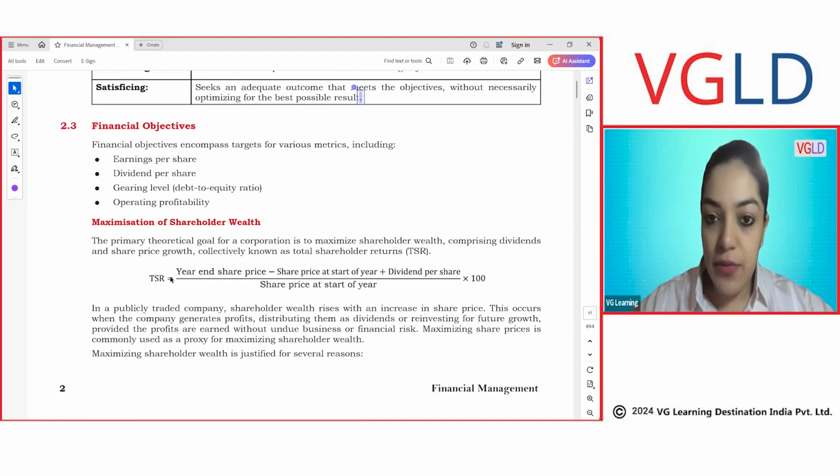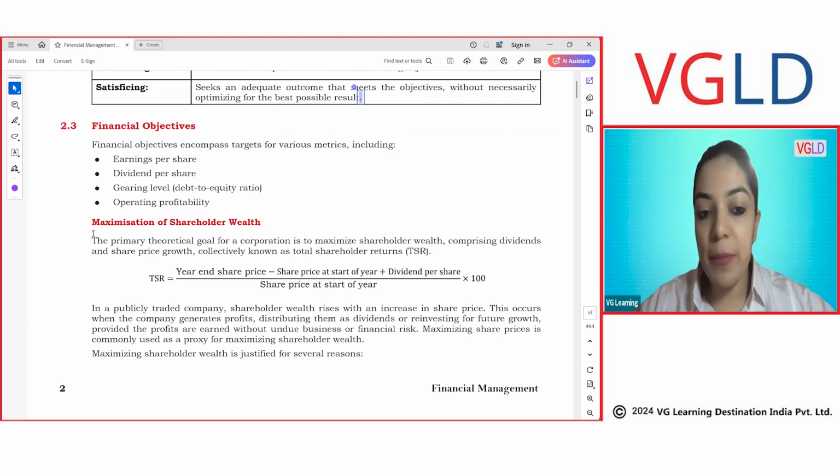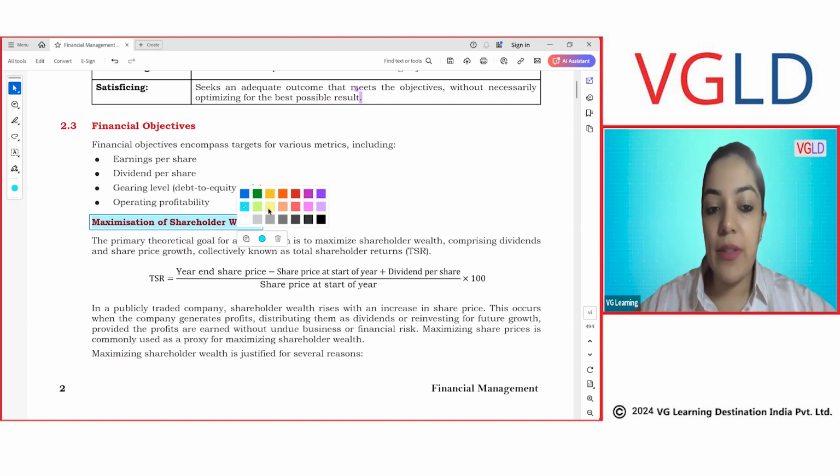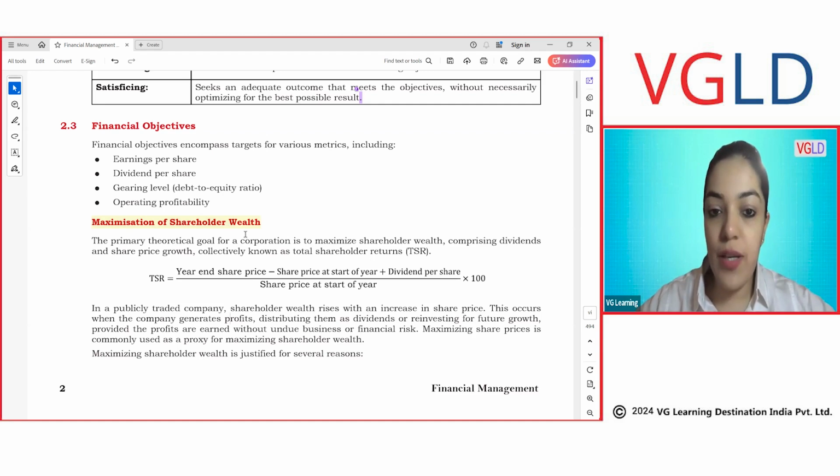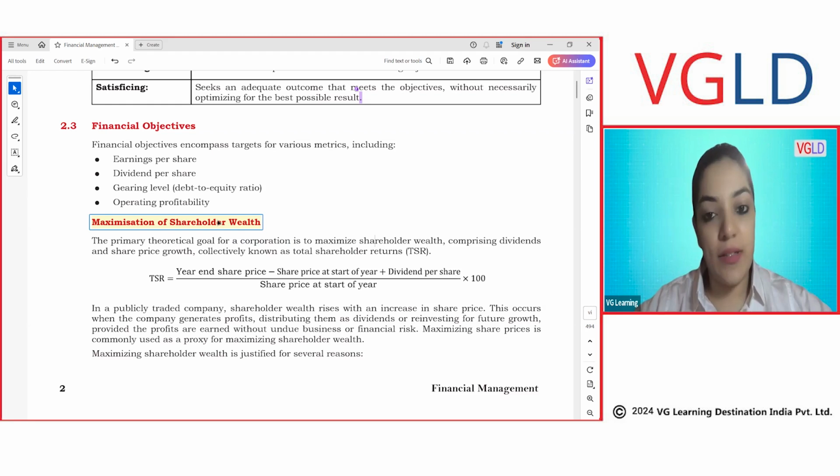So, the ultimate objective of financial management, always remember this, is maximization of shareholder wealth. Very, very important. This is the ultimate objective of financial management. The primary theoretical goal for a corporation, that is for a company, is to maximize shareholder wealth. The company is working to increase the wealth of the shareholders, comprising dividends and share price growth.